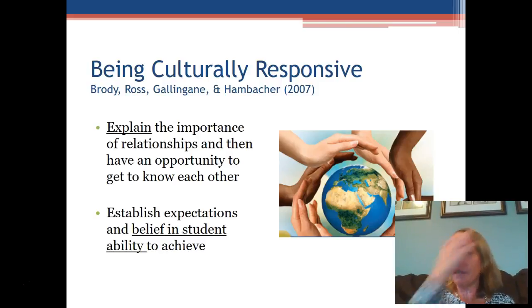So in terms of being culturally responsive, we do want to explain to our students the importance of relationships so they understand why we're having all this active learning and opportunity for collaboration. And again, we want to send a pretty important message that we believe in their ability to complete these tasks and to achieve. That will be particularly important to students who may have low self-efficacy.